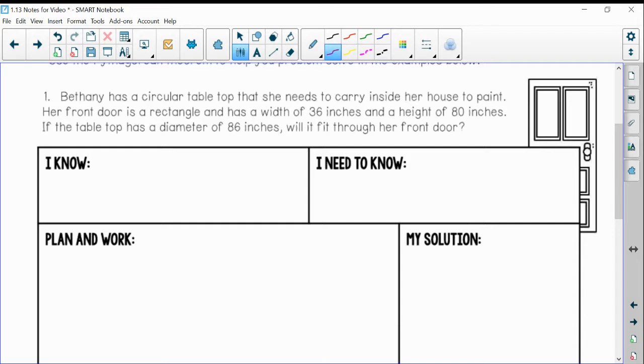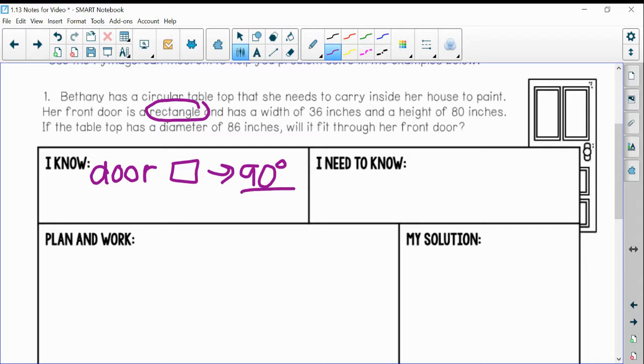All right, so Bethany has a circular tabletop that she needs to carry inside her house to paint. Her front door is a rectangle. So the first thing I'm going to point out is that we're talking about a rectangle. What that tells me is that there's going to be a right angle. Here's a rectangle, which has a 90-degree angle. And a 90-degree angle means Pythagorean theorem because we're going to have a right triangle. So I know that that's her door.